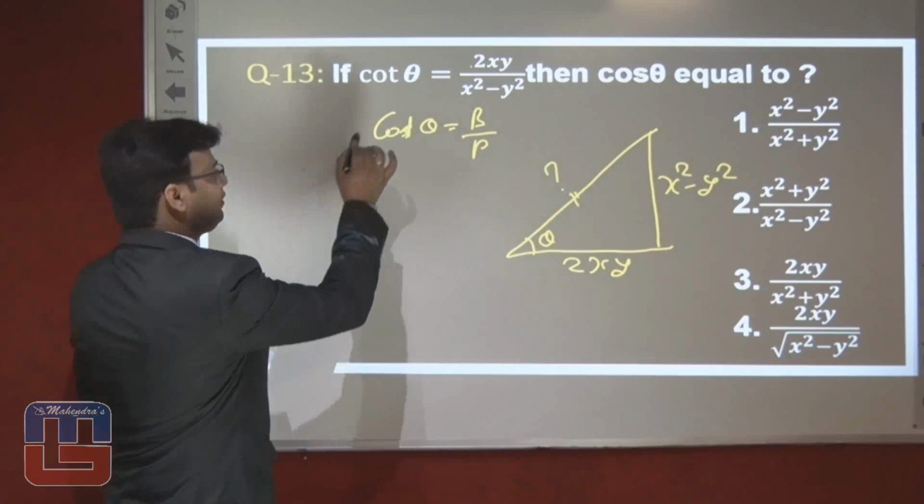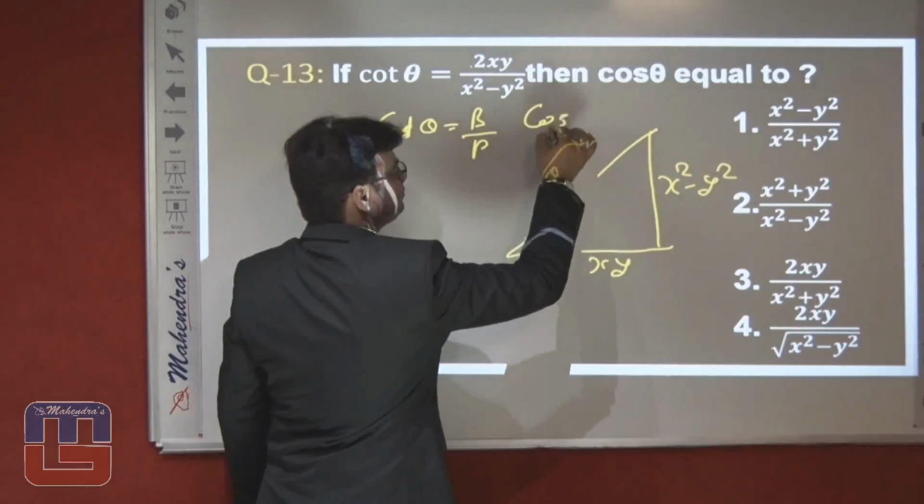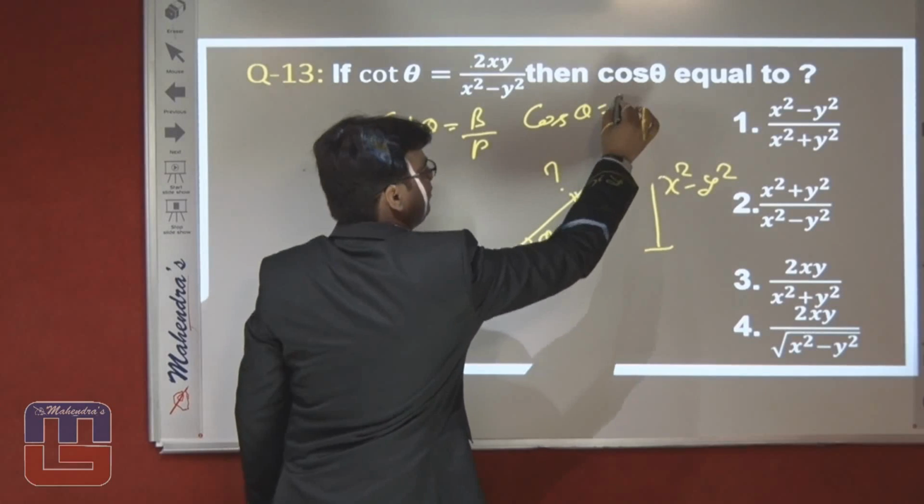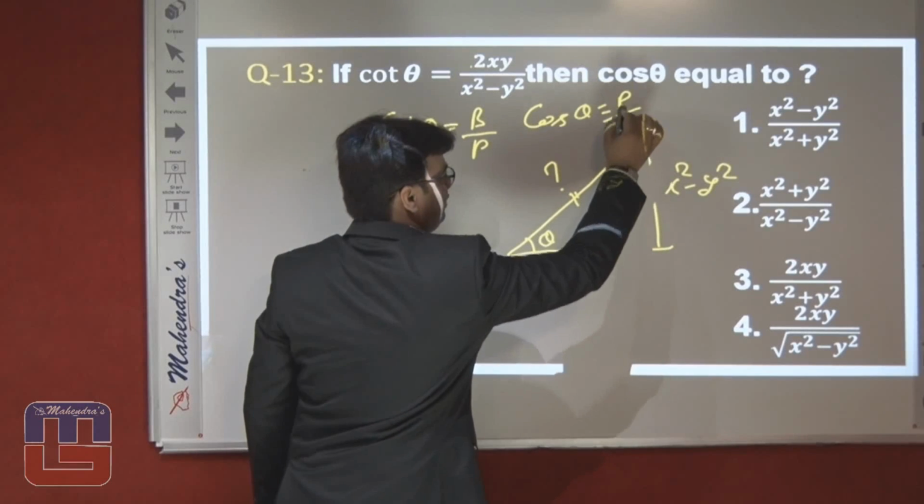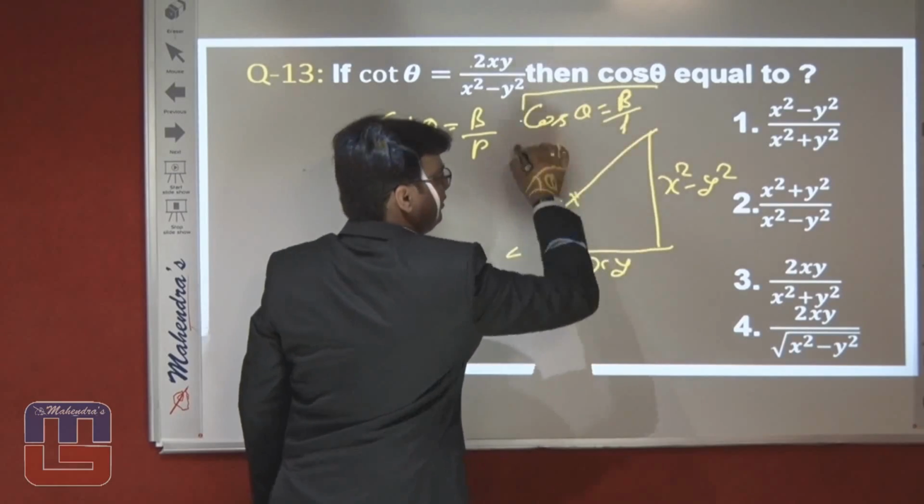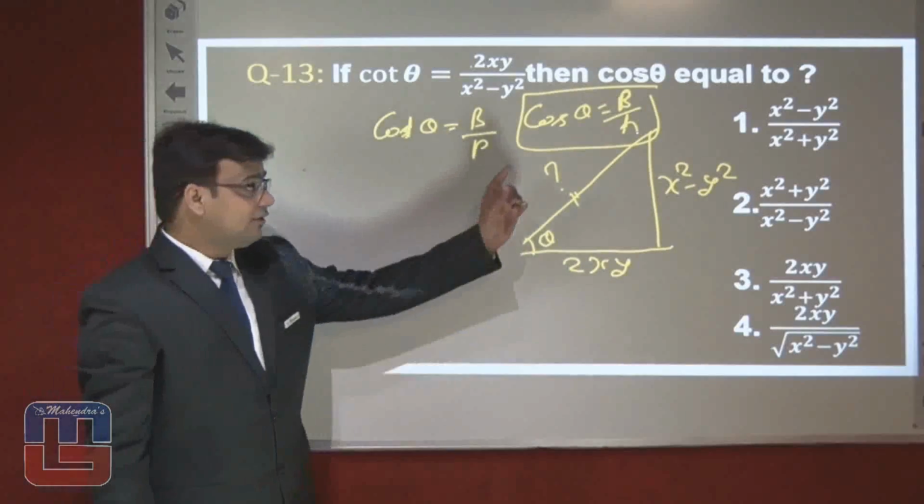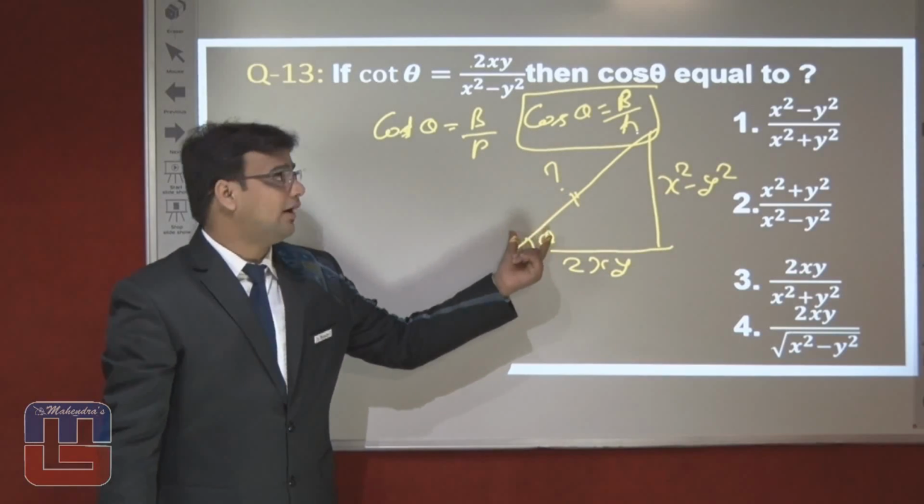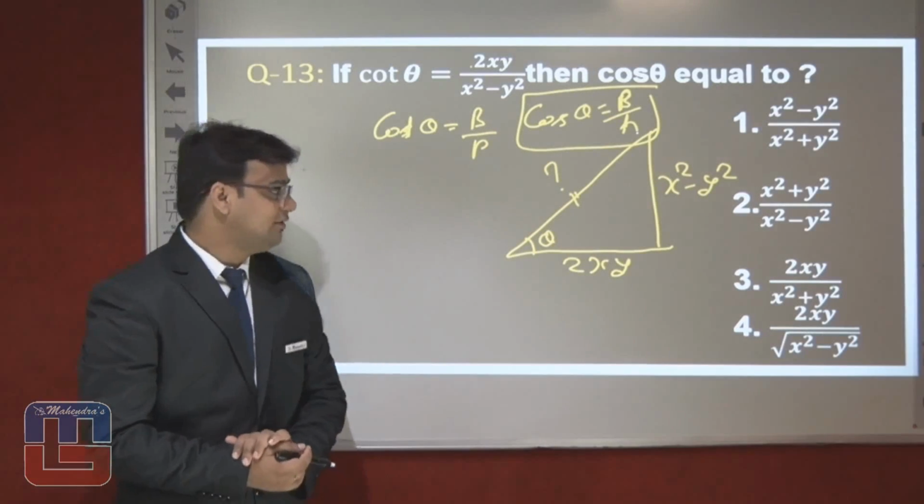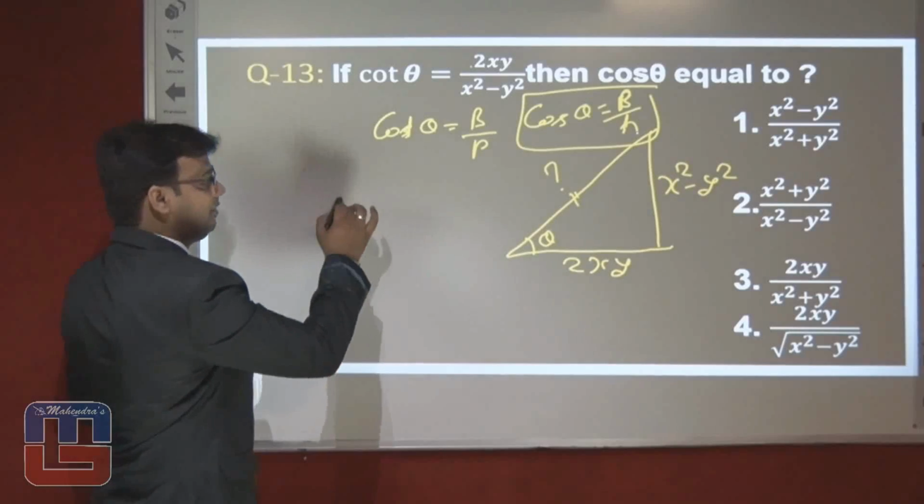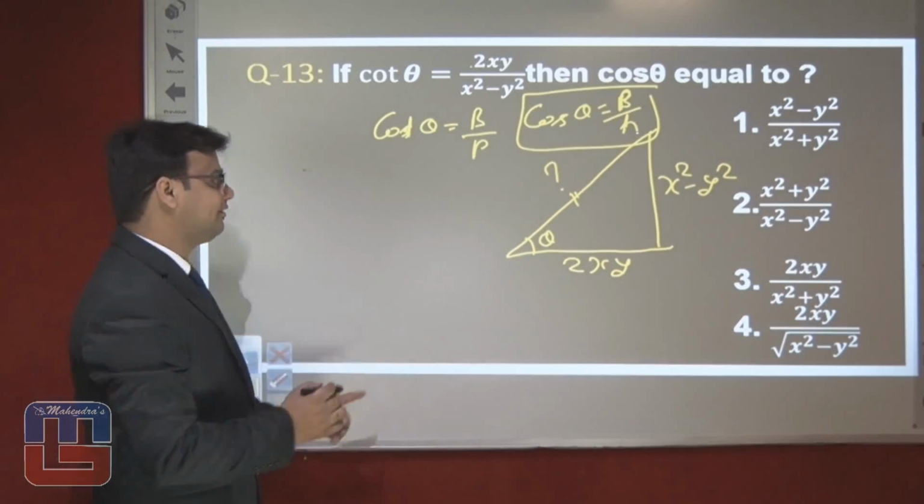All of you know cos theta is equal to base upon hypotenuse. That means base is given, but we require to find hypotenuse. Without hypotenuse, we cannot find the value of cos theta. So firstly, we find hypotenuse. What is the value of hypotenuse? Using the Pythagoras theorem, then it's clear.